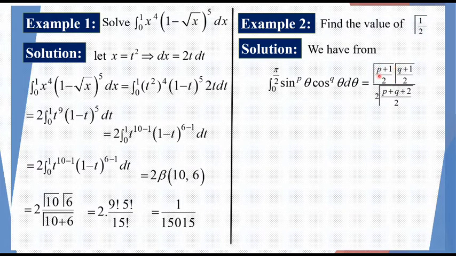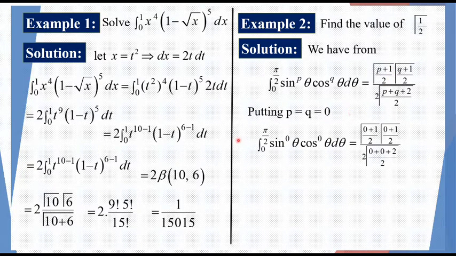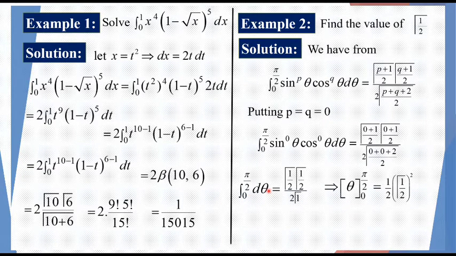When we put p and q equal to 0, then we can get gamma half. So on putting p equals q equals 0, we get integral 0 to pi by 2 sin raised to power 0 theta cos raised to power 0 theta d theta equals gamma (0 plus 1) by 2 gamma (0 plus 1) by 2 upon 2 gamma (0 plus 0 plus 2) by 2, or this will be integral 0 to pi by 2 d theta, and gamma half upon 2 gamma 1, and gamma 1 is 1, and the integral of d theta is theta under the limit 0 to pi by 2.